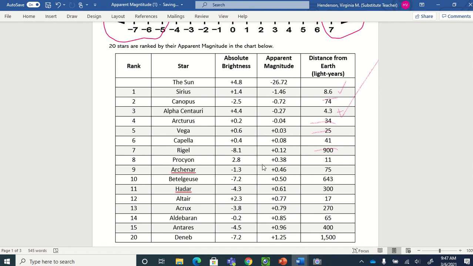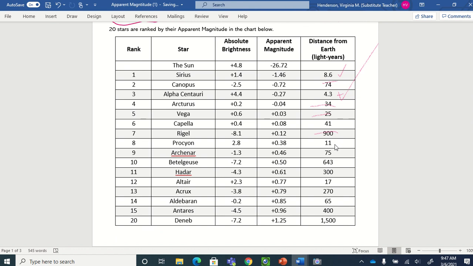If I see this one as our closest star to us, I'm going to be very sad. 11 light years away, that's pretty close. So I'm going to put a big check mark. 75, no. 600, no. 300, 17, I'm going to say no. 270, again, no. Anything over this, no. So let's go back up. The closest one I see is this one.